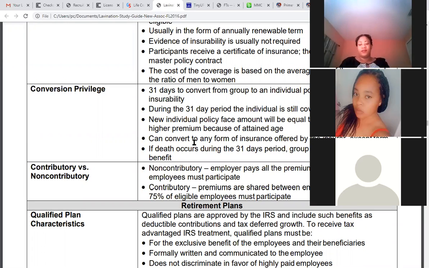Okay. All right. So you can convert to an individual policy, but it can only be a whole life. It cannot convert to a term policy. No way. If the death occurs during the 31 days period, group insurance will pay death benefits, pretty much the full death benefits.